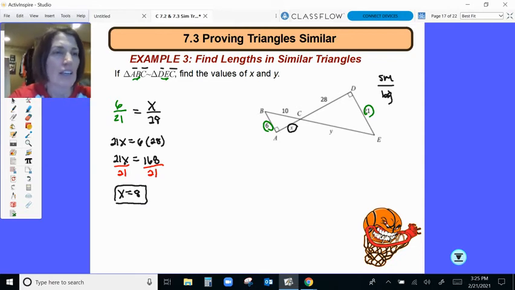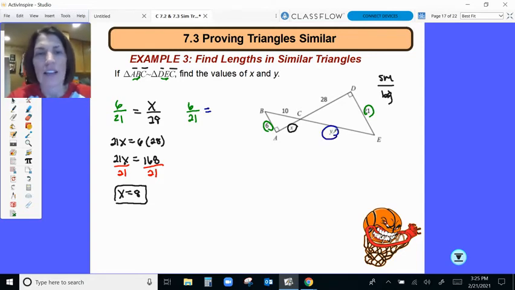So let's do the same thing now for Y. Again, I already know my 6 over 21. That's going to stay the same. I need to figure out my value for Y. Okay, so that equals, my Y is on my big one now, so keep that in mind. That's going to go on the bottom. That's where my big one goes. Right? So it's small to big, small to big. You have to stay consistent.